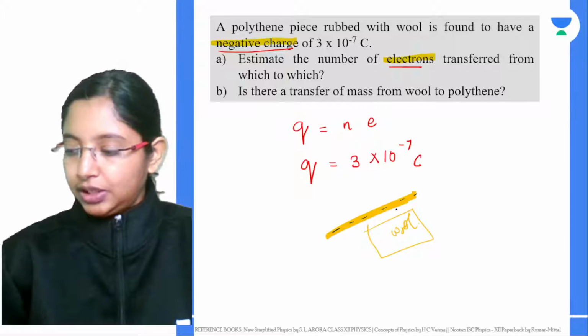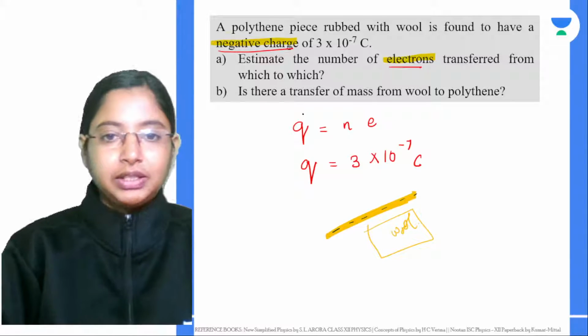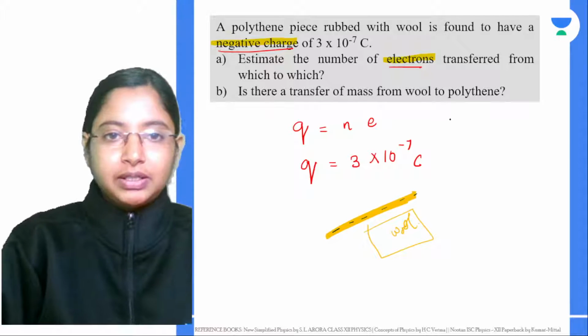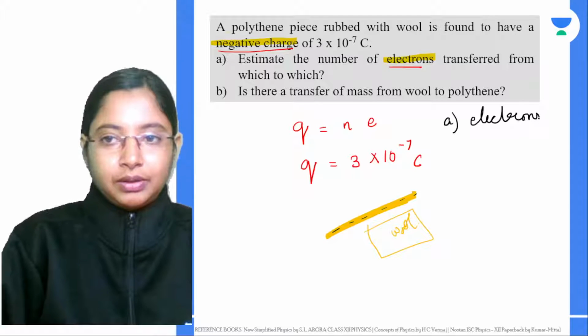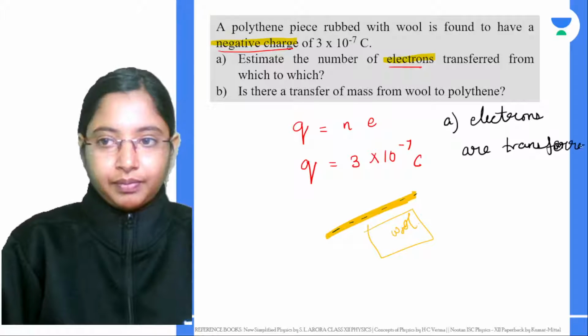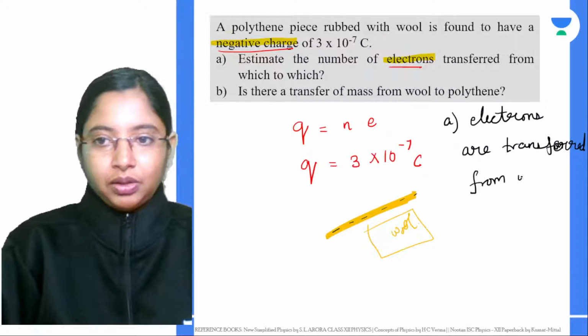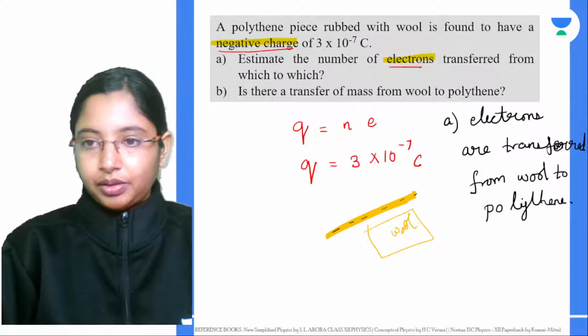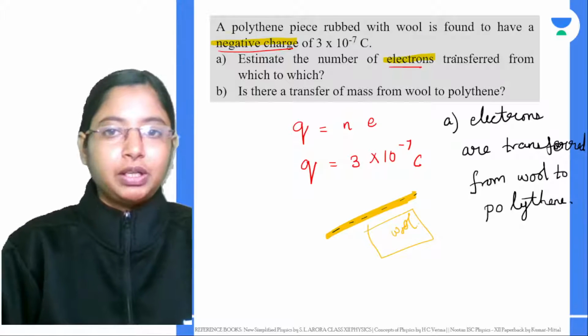Now over here, the question is about negative charges. Hence in this case, we can say electrons are transferred from wool to polythene, right? To answer question number 1, we can say electrons are transferred from wool to polythene. Okay, so that answers the first question: estimate the number of electrons transferred from which to which. Basically electrons.